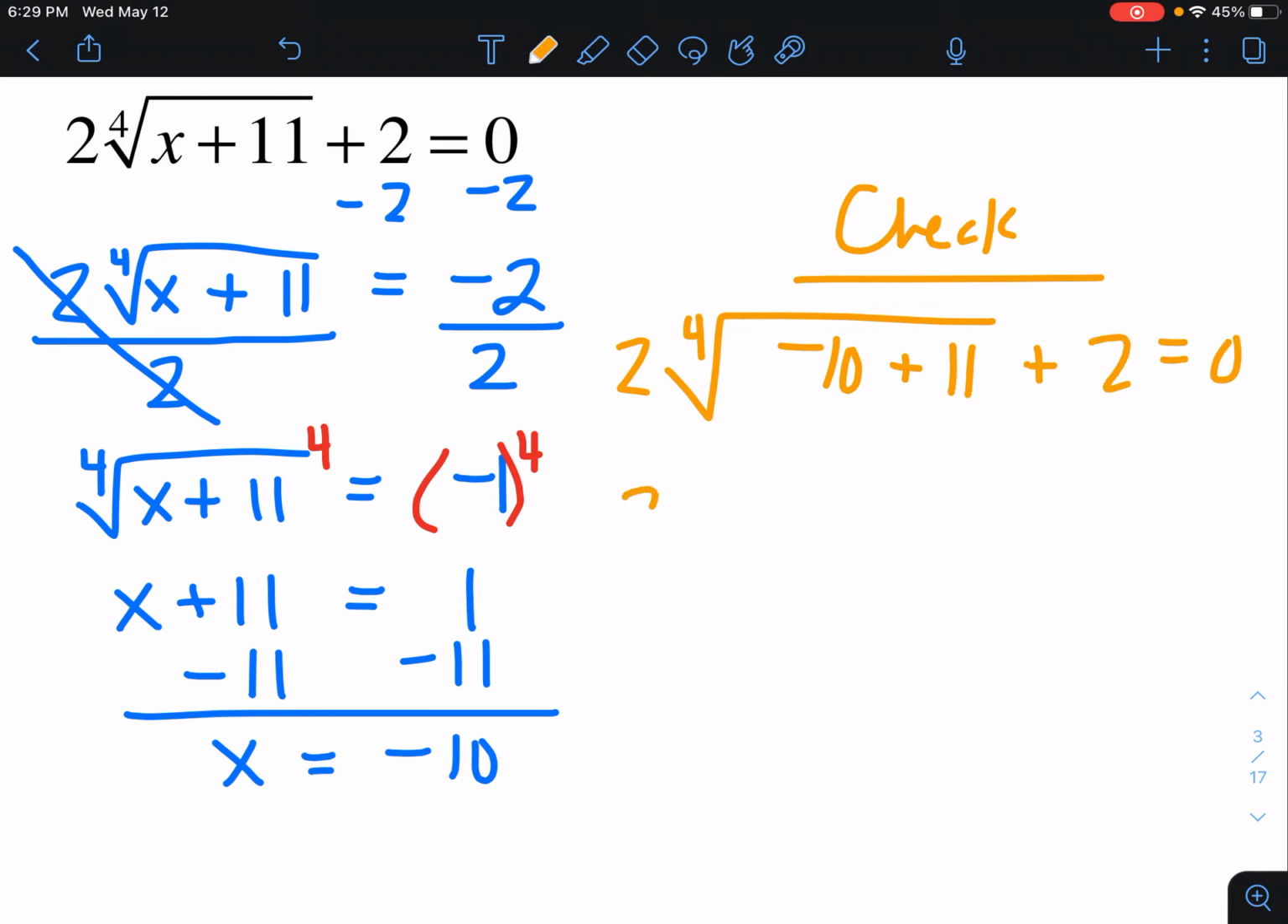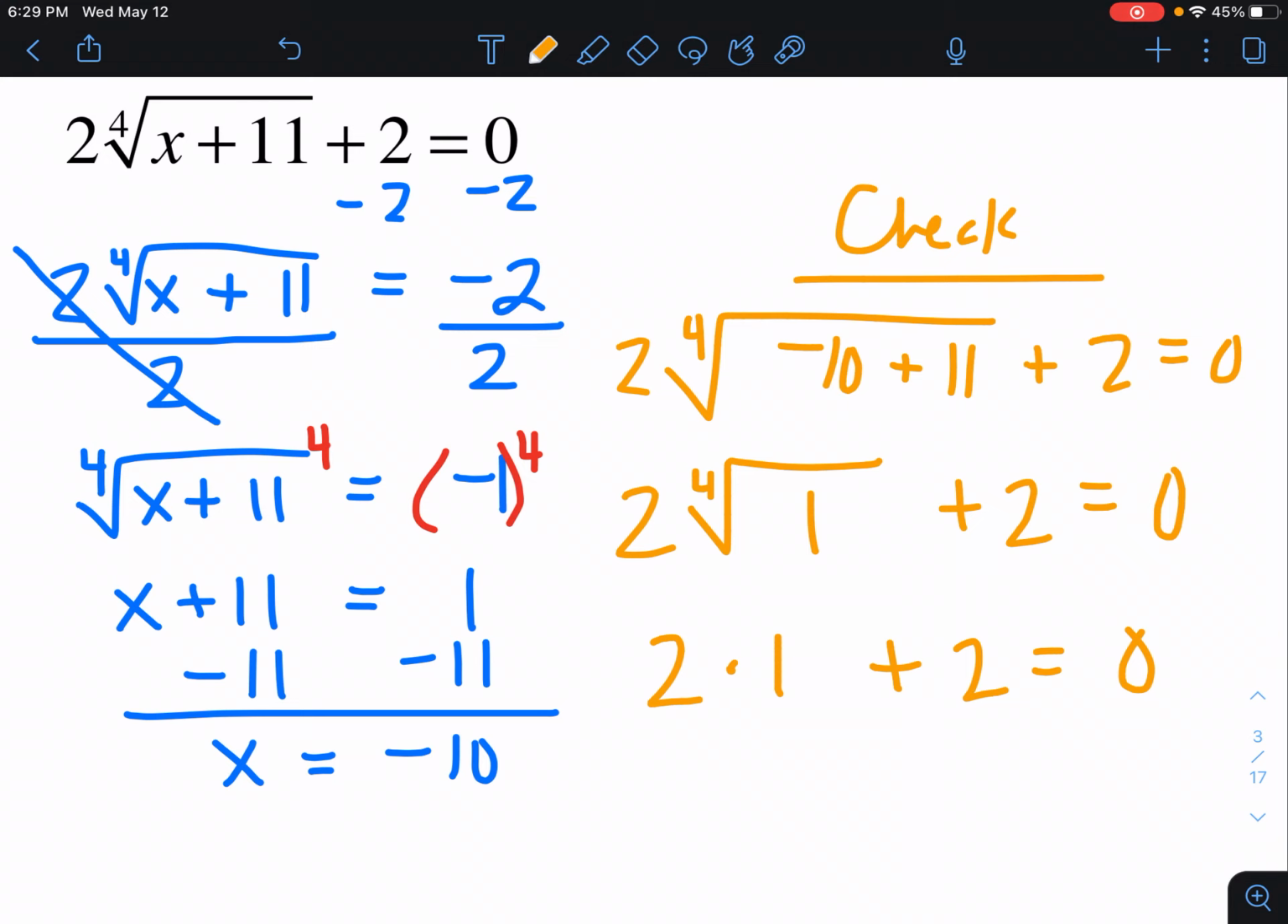So in the radical, that'll be -10 plus 11 is 1. The 4th root of 1 is 1, so it becomes 2 times 1. I know the 4th root of 1 has to be 1 because 1 times 1 times 1 times 1 is 1. Two times 1 is 2.